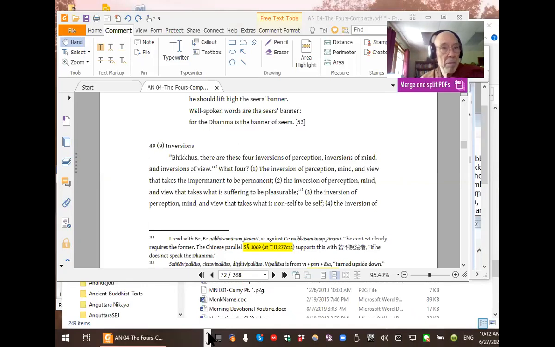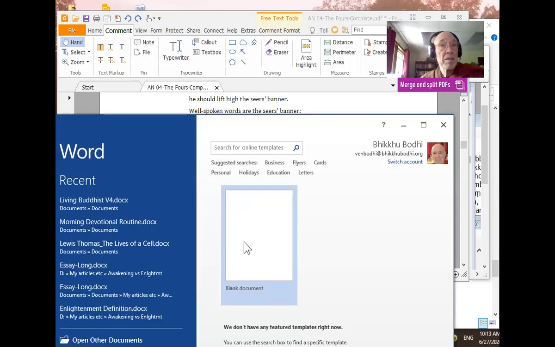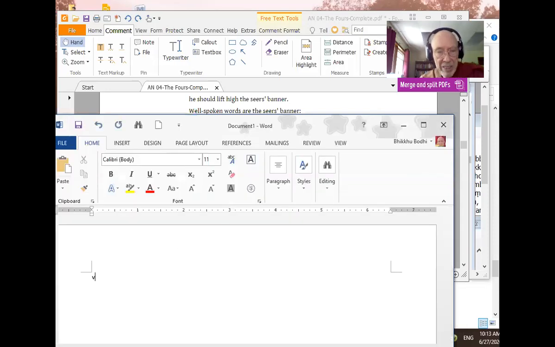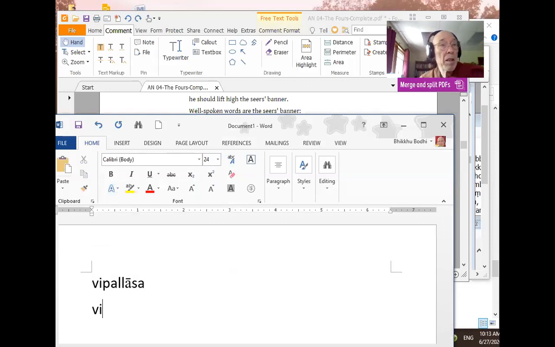And let me get a blank file so we could write the Pali down. The word that's translated as inversions in Pali is Vipallasa. And this word comes from two prefixes, vi plus pari, plus there's a verb asceti. I think it has a double s.